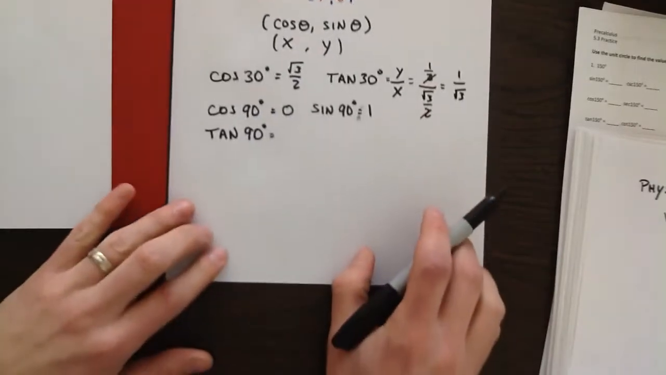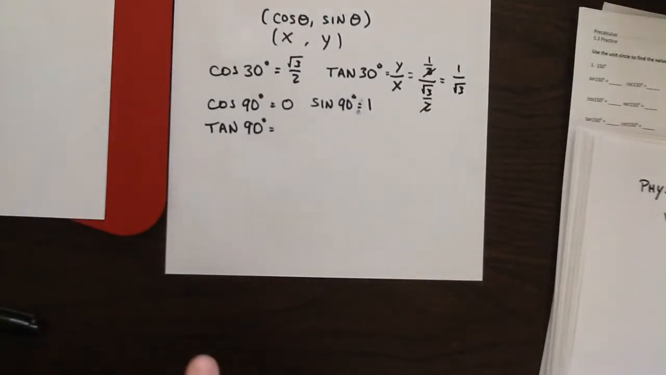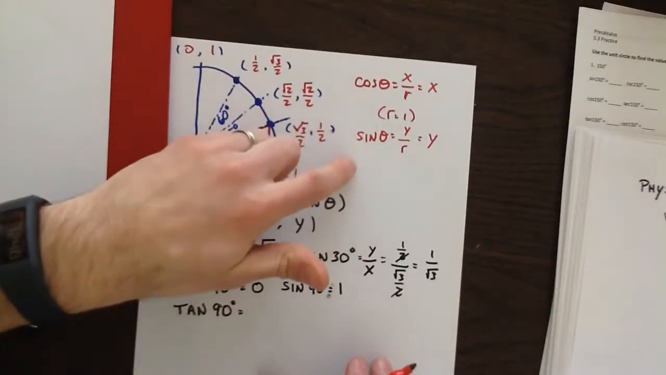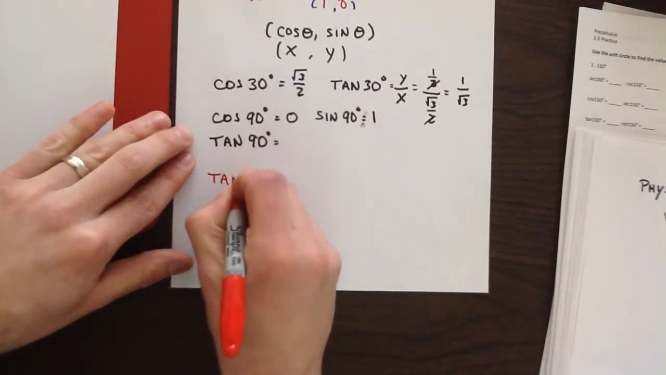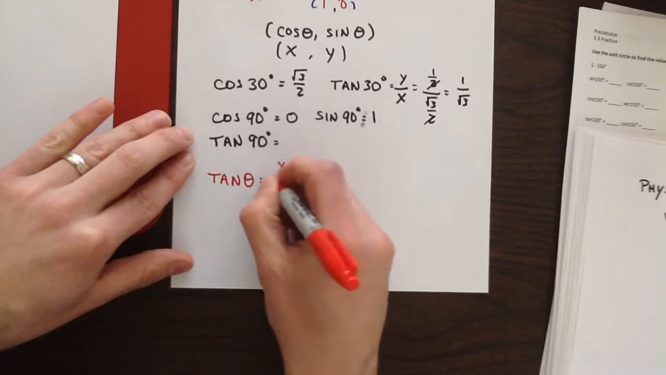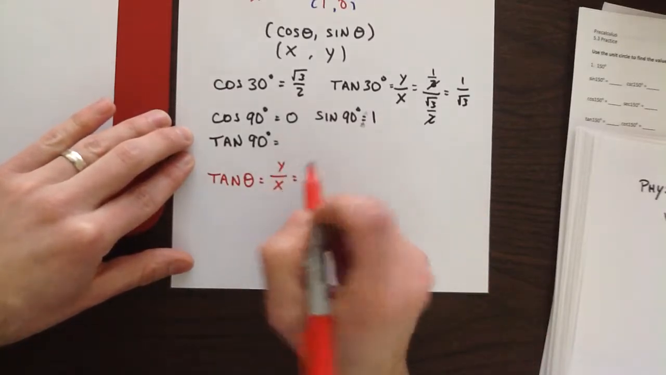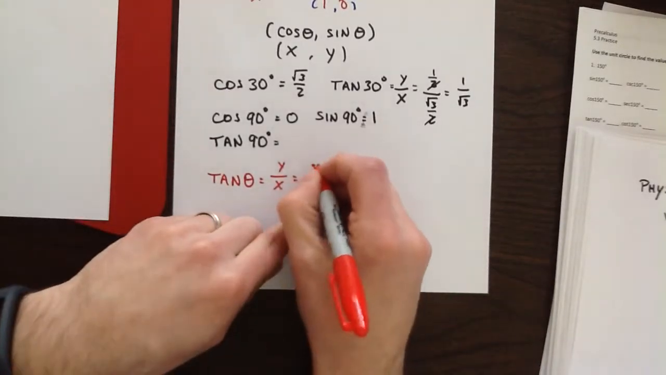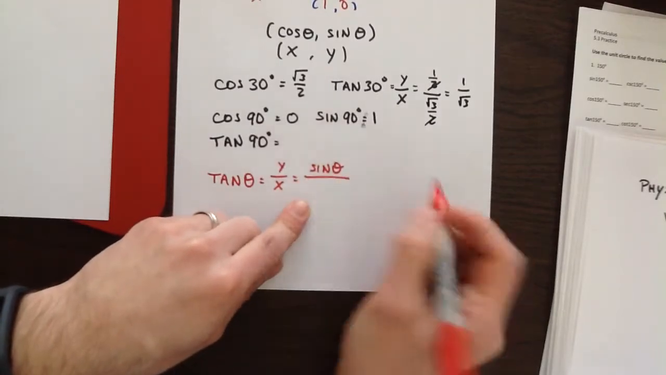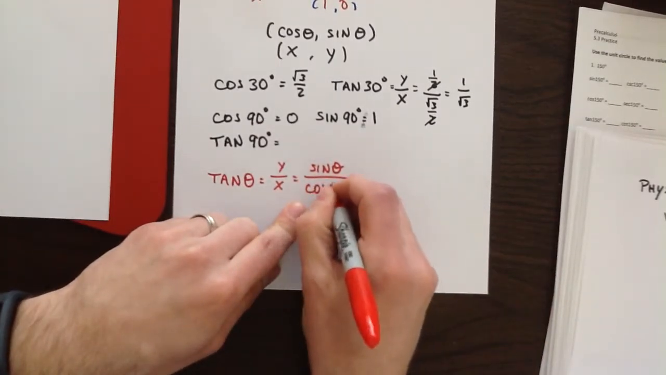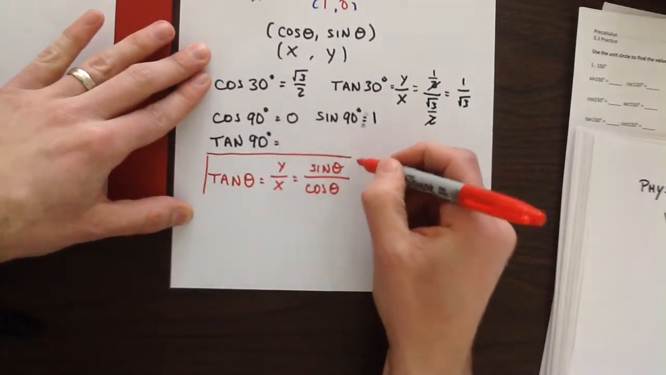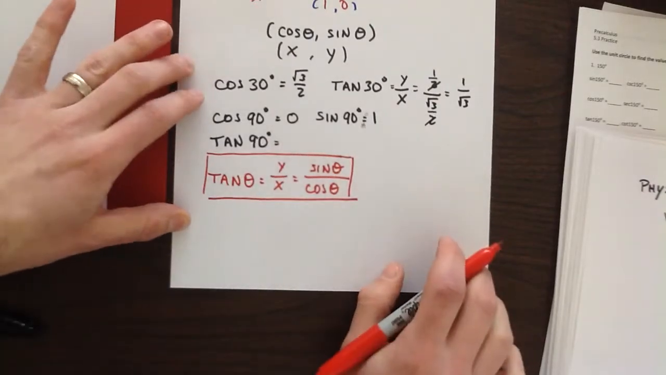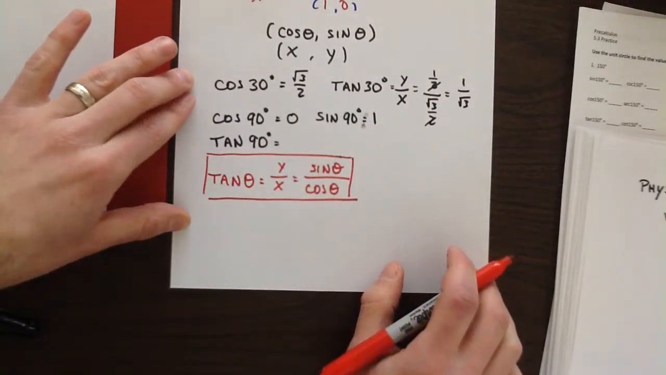So tangent in the circle, just like we had cosine and sine in the circle, cosine is x, sine is y. Tangent, we can say right here. Tangent of any angle is always going to be the y value over the x value. Well, the y value is always the sine. The x value is always the cosine. So tangent comes out to always be the sine divided by the cosine.